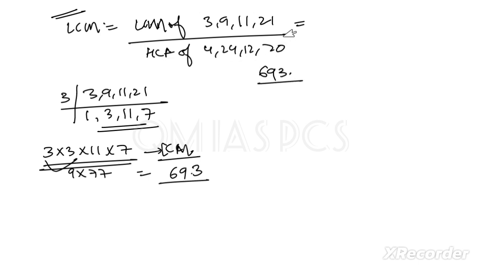HCF is very easy. We just have to see the smallest number. 4 is present here, here, and here also. So we can write just 4. This is a shortcut. We have to understand the concept that if there is a smaller number, we just see whether the smaller number is present in every number or not. If nothing is common, then HCF is 1. But here 4 is common in all numbers, so 4 will be the HCF, and then this is our LCM. Clear? I think it is clear.